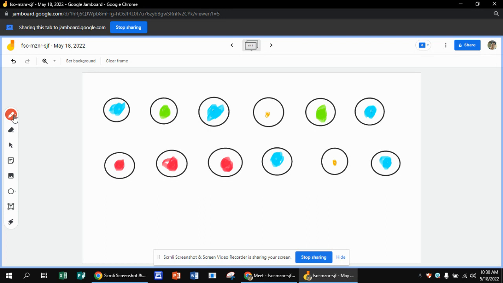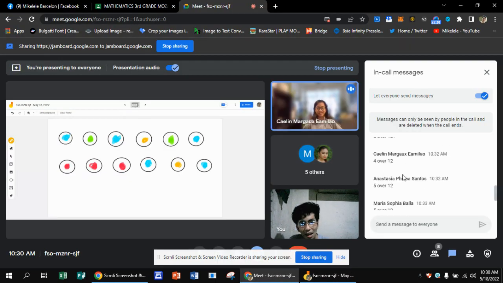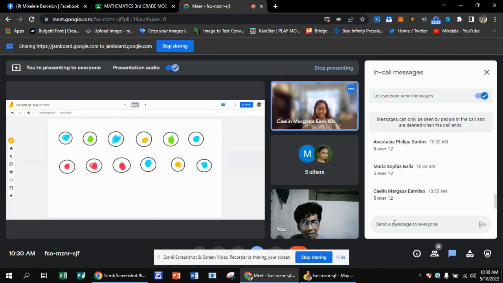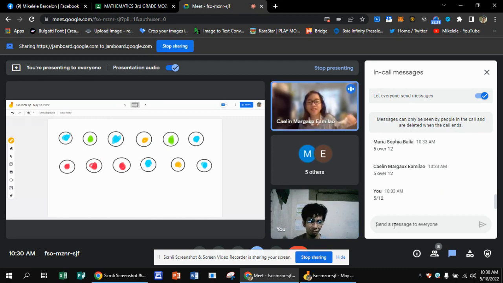It said 4/12. I don't know. Kailan, you're wrong. It should be 5, but you corrected it. Because I didn't see the other blue one. So you can answer like this, na lang, ha? 5 over 12, with a slash, okay?